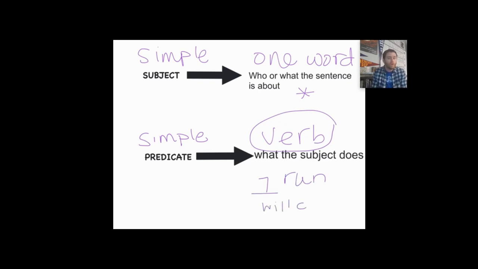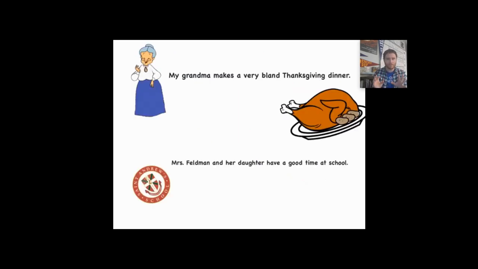It could be, though, two words in a predicate, okay? I could have will clean, helping verb will for the verb clean. So will and clean could also be two verbs in the predicate. Okay, it could have more than one.